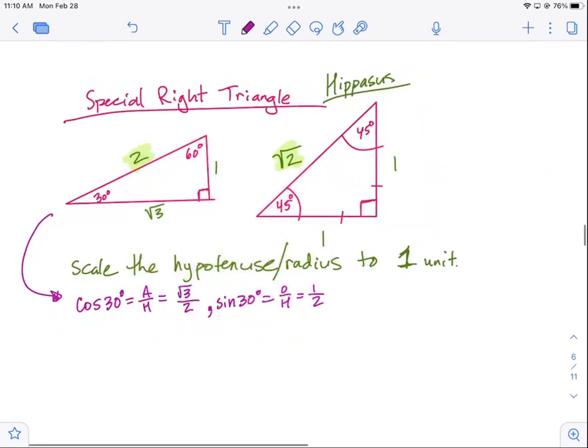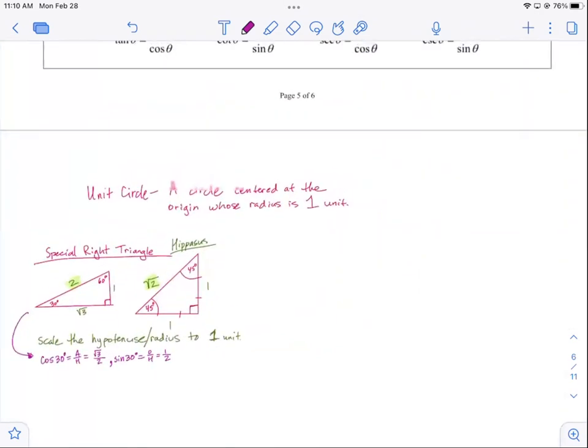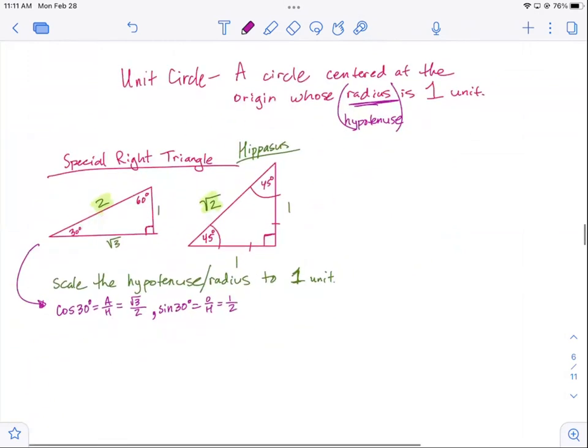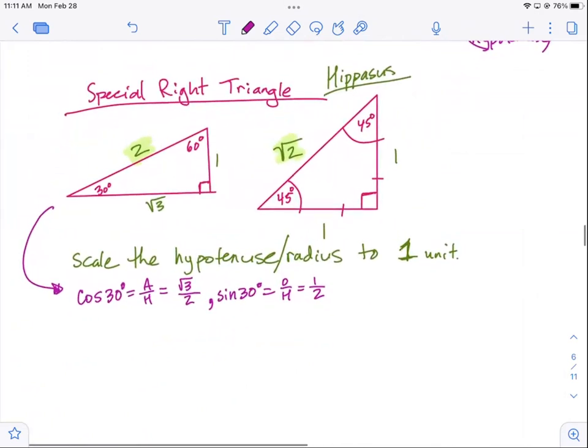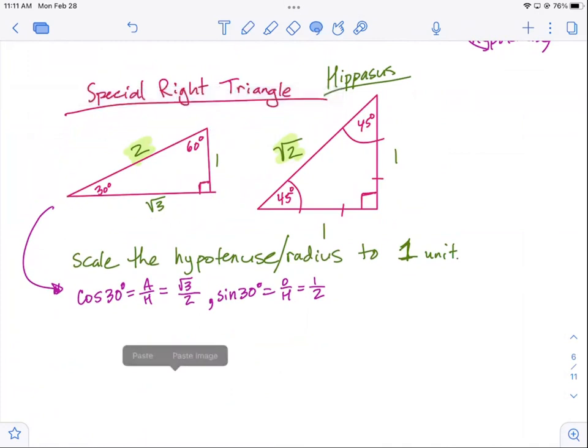All right, so now let's go ahead and scale our hypotenuse to 1 unit. Why? Because the hypotenuse becomes the radius of rotation on the unit circle. And if you remember, I said the radius, or the hypotenuse, which are interchangeable here, is 1 unit. So let's do it for the 30, 60, 90 first. I'm going to copy this down below. Copy, paste, so much nicer than having to redraw it.